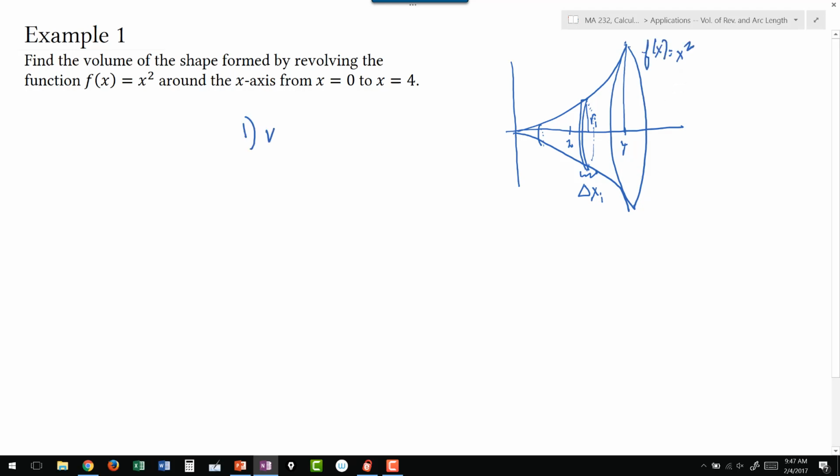Step 1, we need to figure out what the volume of one of our slices or one of our disks would be. We already know that in general that's going to be pi times the radius squared times the thickness, delta x sub i. Now we have a little bit of work to do because we can't leave the r sub i as a variable in our volume. We need to get that in terms of x.